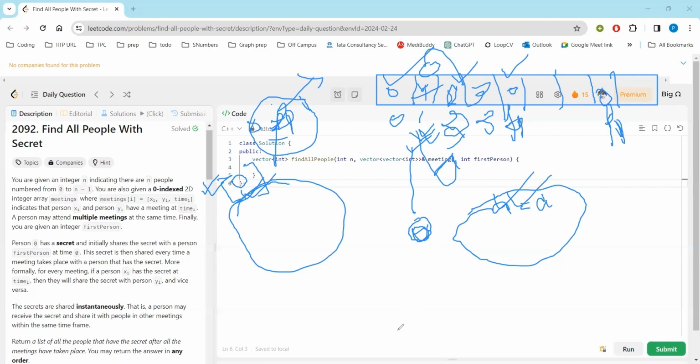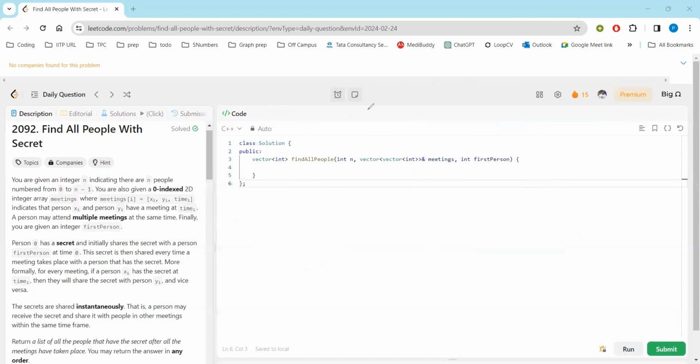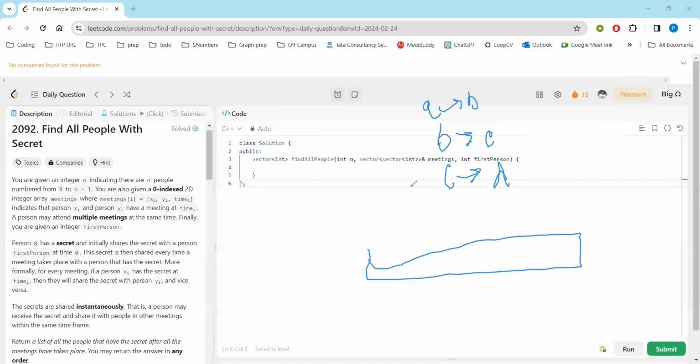One more point. Suppose we have a meeting like A to B, B to C, and C to D. Now, in this, once we see there is a meeting between A to B, we will mark the parent of A to A and parent of B to A like this.